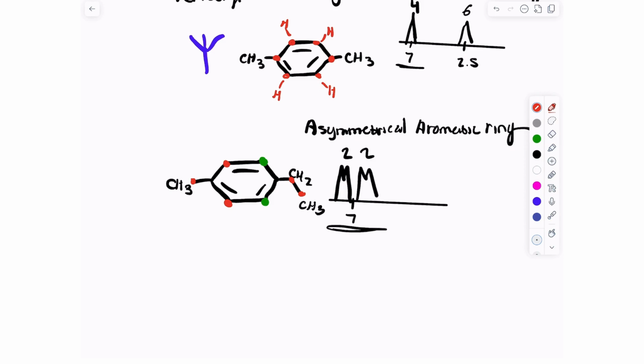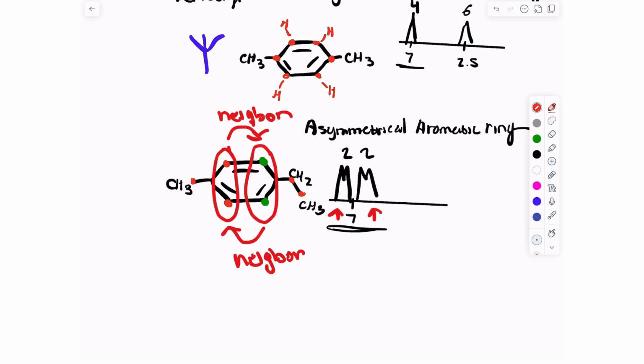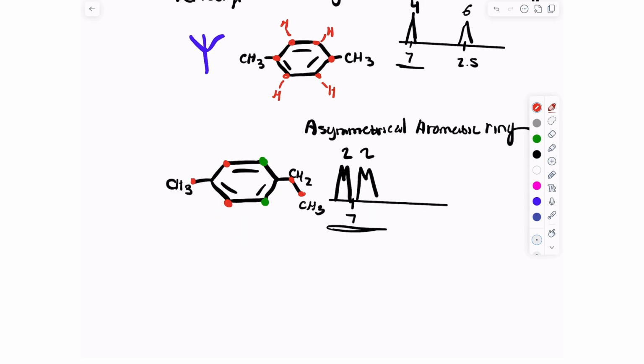Okay, so like I said, it's a doublet because you have a neighbor here, this one has a neighbor here, and there's 2 signals, 2 hydrogens, so you're going to get 2 doublets here. So for example, this one is going to have some more signals here, and it would probably show up something like this, with an integration of 3, and this and this.